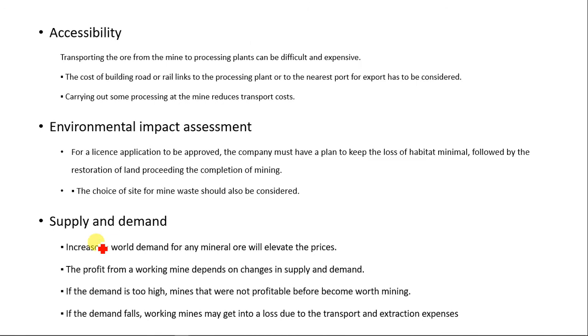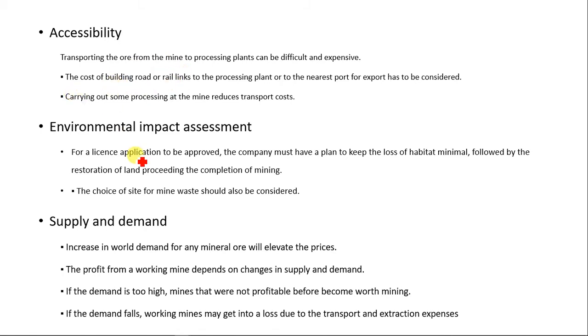Now, accessibility. Transporting the ores from the mine to the processing plant can be difficult and expensive. So the cost of building roads and rail links to the processing plant or to the nearest port for export has to be considered. Carrying out some processing at the mine reduces transport costs. So you have to look at how accessible it is. If you find out that extracting the mineral you still won't make profit from it, then there is no need.